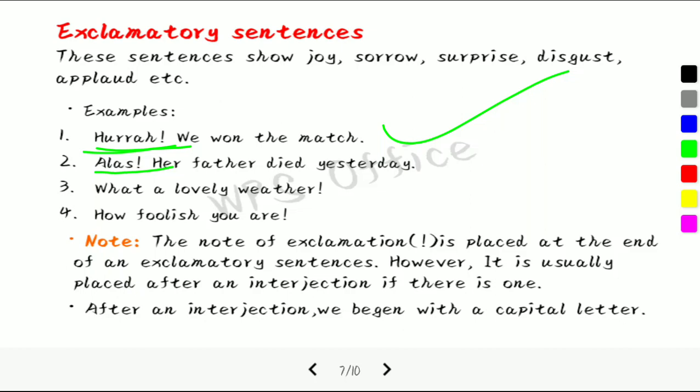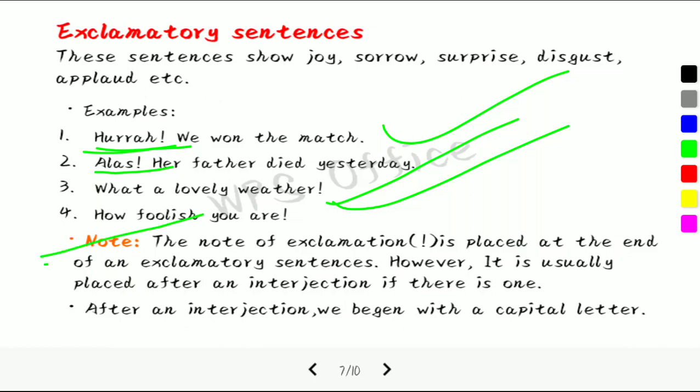How foolish are you? If you are always doing good things and suddenly you did something foolish, something wrong, how can I express that feeling? So we can say, how foolish you are. You have done a foolish thing.